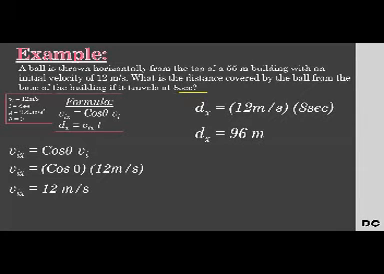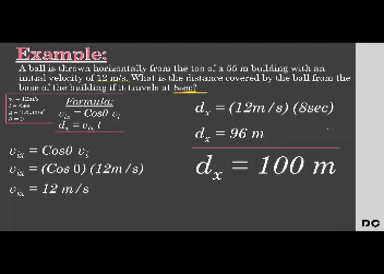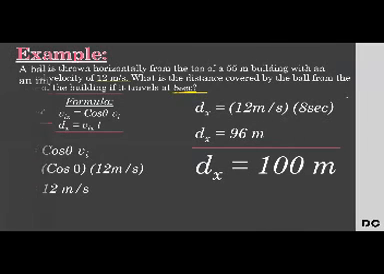Okay? Next is to apply the rule in significant figure. Since the least number of significant figure based on our given, from 12 meters per second and 8 seconds, is only one significant figure, we round 96 to one significant figure, and that is equal to 100 meters. And so, the distance covered by the ball from the base of the building is equal to 100 meters. Okay? So let's proceed with the next example.